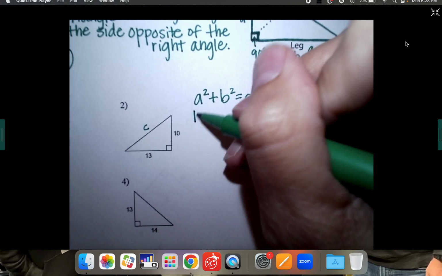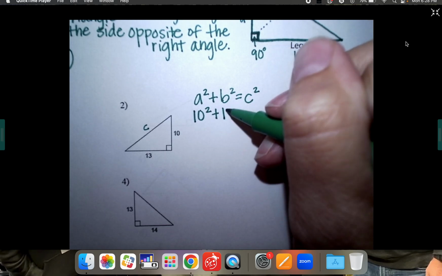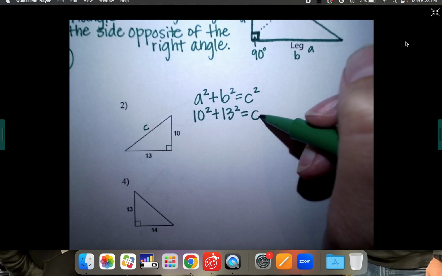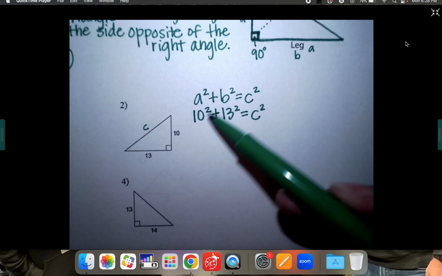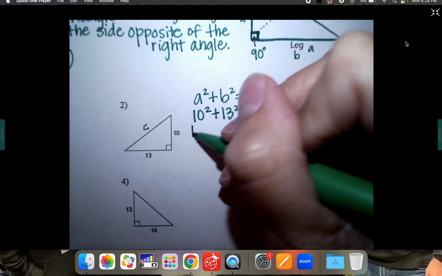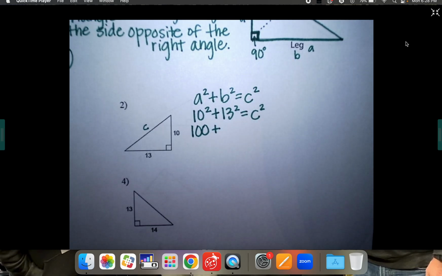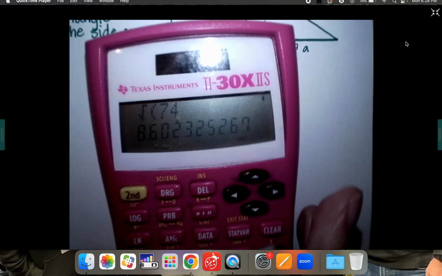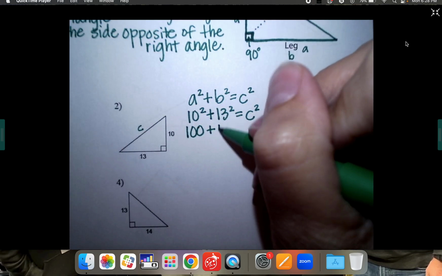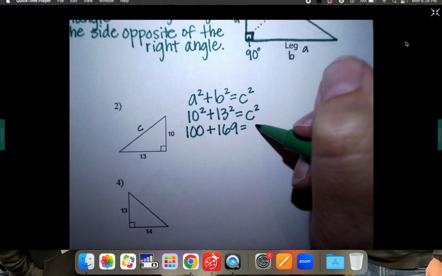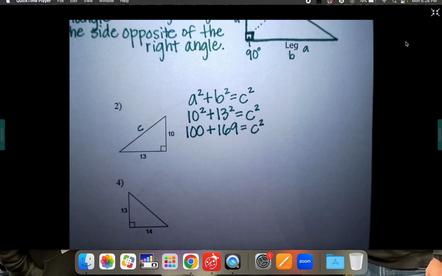I'll just go 10 for a, 13 for b. We don't know c, so it's going to stay c. 10 squared is 10 times 10, which you can use your calculator, or maybe you already know that's 100. 13 squared, 13 times 13, is 169. And then that equals c squared. We don't know what c is. We're just going to leave it.